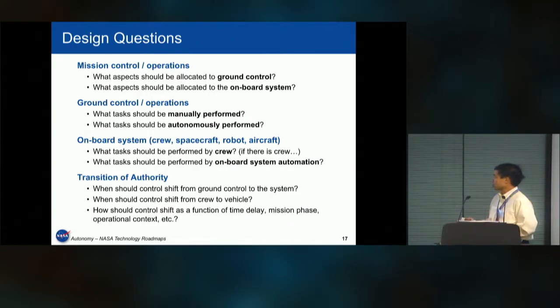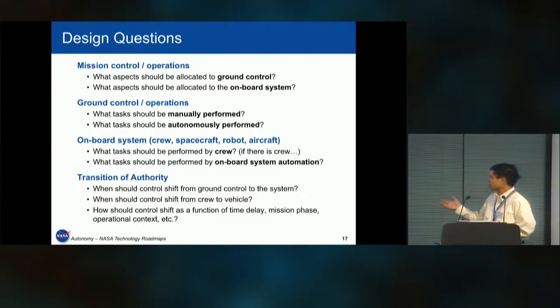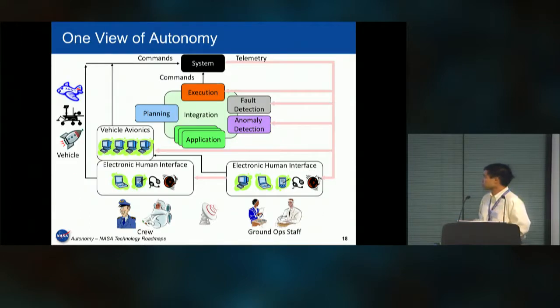There are other design questions too, which have to do with, once we decide to use autonomy, how do we factor that into our mission? How do we think about the aspects that are allocated within mission control or not? How do we think about what goes on board and is performed either by humans, in the case of astronauts in deep space, or by spacecraft that are operating independent of Earth? How do we deal with the transition of authority? Who has control? Who has the ability to say, well, this is what we're doing right now, and why we're doing that? A lot of interesting design questions here.